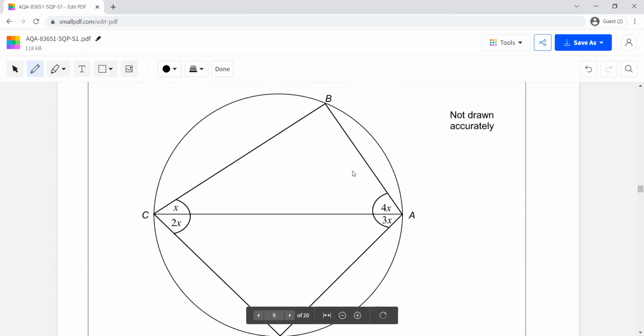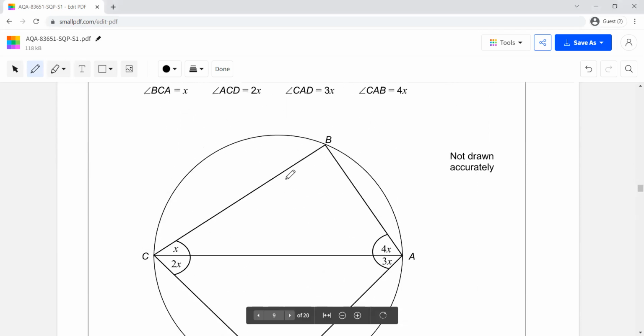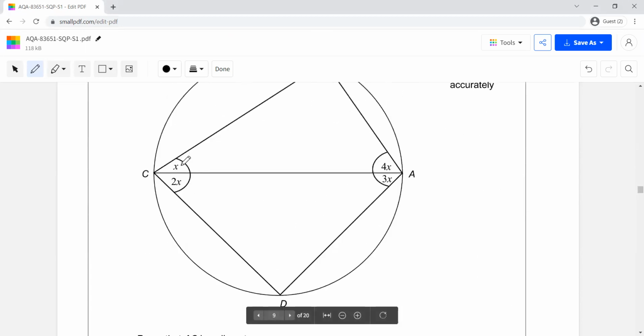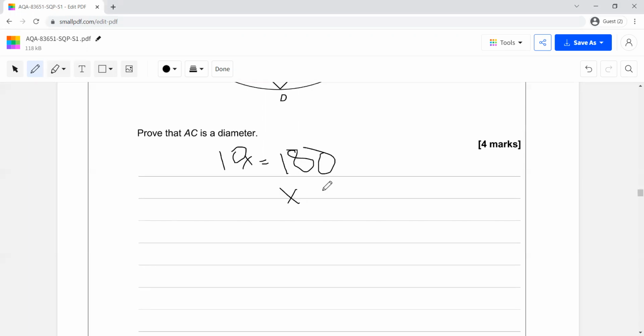Well, actually, let me do it this way. We know that our angles have to add up to 180. So we have an x, a 2x, and a 4x, and a 3x. So that is 10x. So we know that 10x is 180 degrees. So x is 18 degrees.